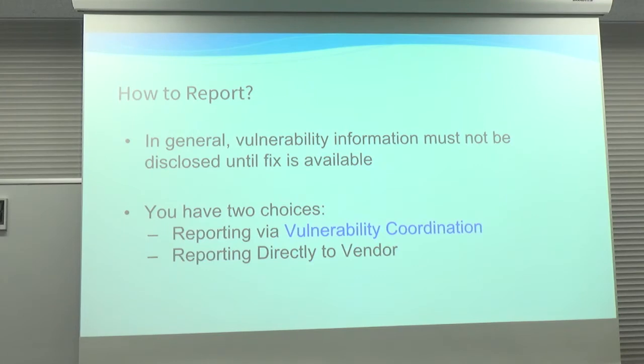So how do you report a vulnerability if you find it in your daily life? In general, vulnerability information must not be disclosed until a fix or patch is available. And you have two choices to report vulnerabilities. One is reporting via vulnerability coordination, and another is reporting directly to the vendor. Maybe many of you are not familiar with vulnerability coordination, so I would like to introduce this topic.